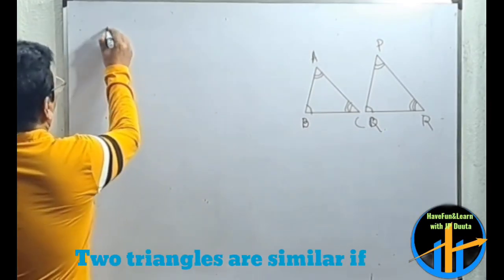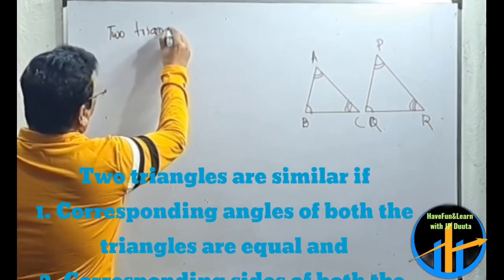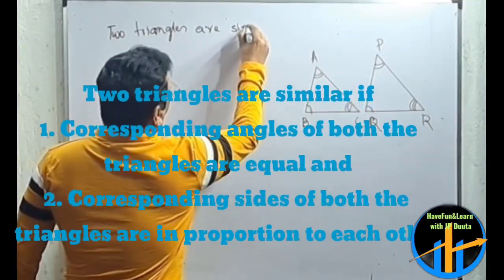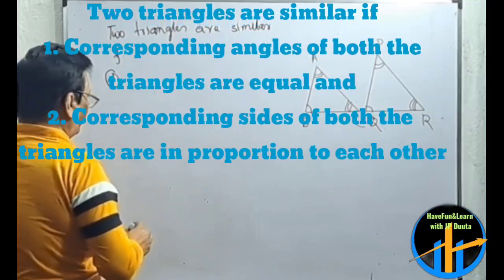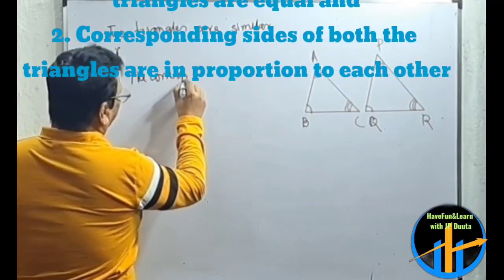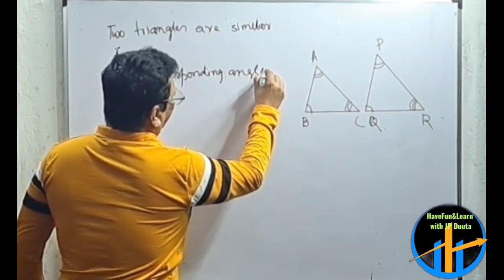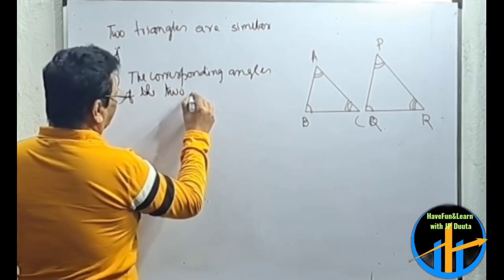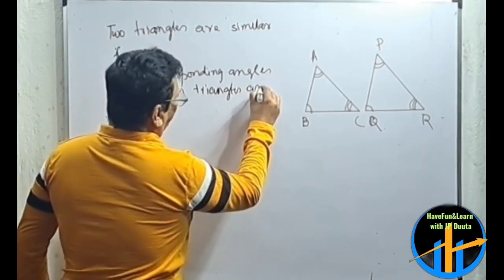Now, two triangles are similar if, number one, the corresponding angles of the two triangles are congruent.